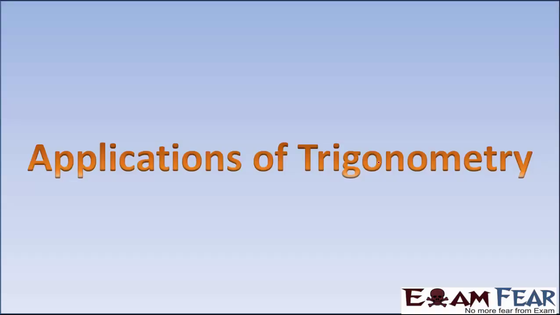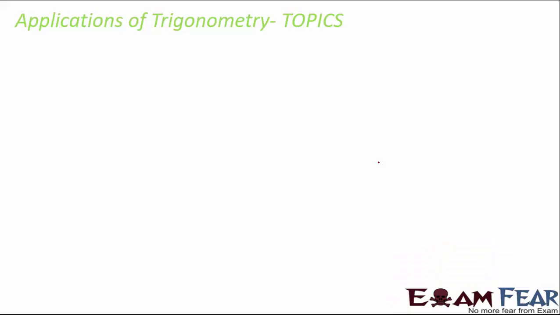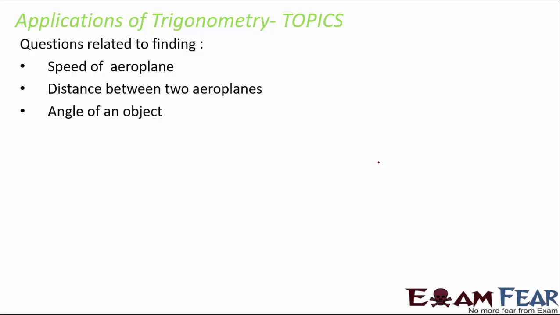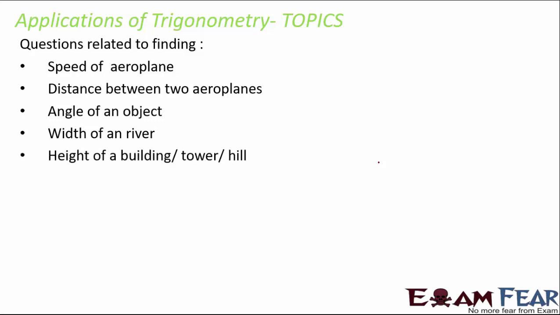So let's move on to applications of trigonometry. This is a medium priority lesson and you can expect 2 to 3 questions from this lesson. Some of the important topics from where you can expect questions are finding the speed of an aeroplane, the distance between two aeroplanes, or the angle of an object. Generally you have questions related to such things: width of a river, height of a building, or height of a tower or hill. Let's look at some of the questions. I think that will give us better clarity.